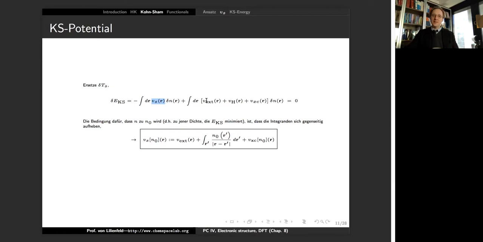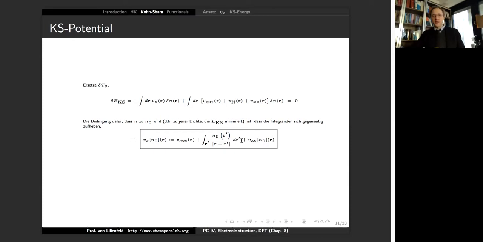No, the bracket has to be equal. So this minus Vs has to be 0 for the variational principle to hold, and thereby you have identified the Kohn-Sham potential as your external potential, the Hartree potential, and this exchange correlation potential.